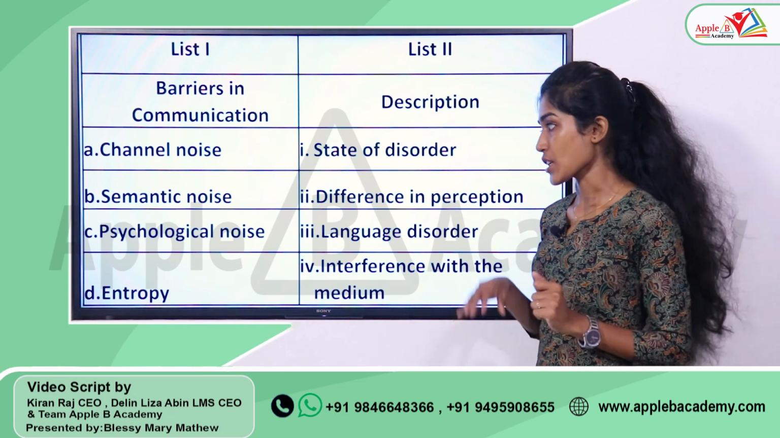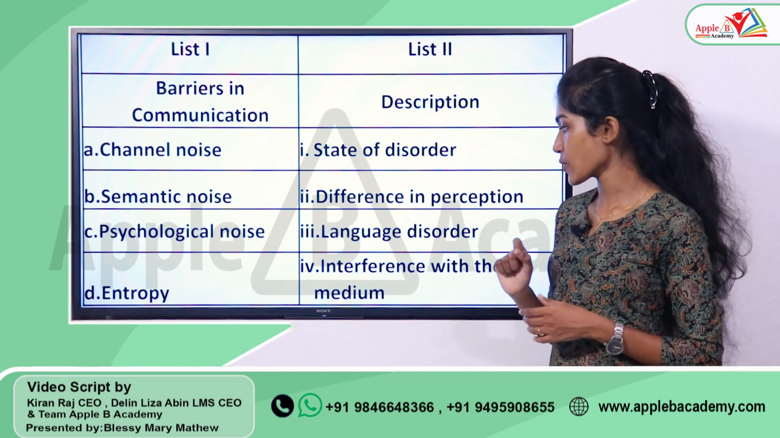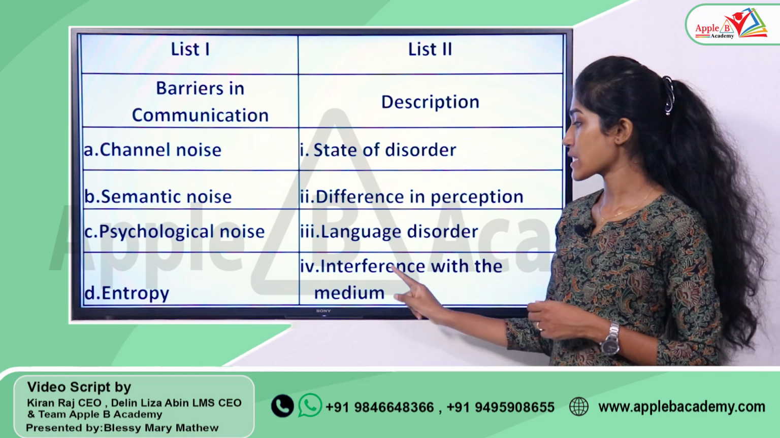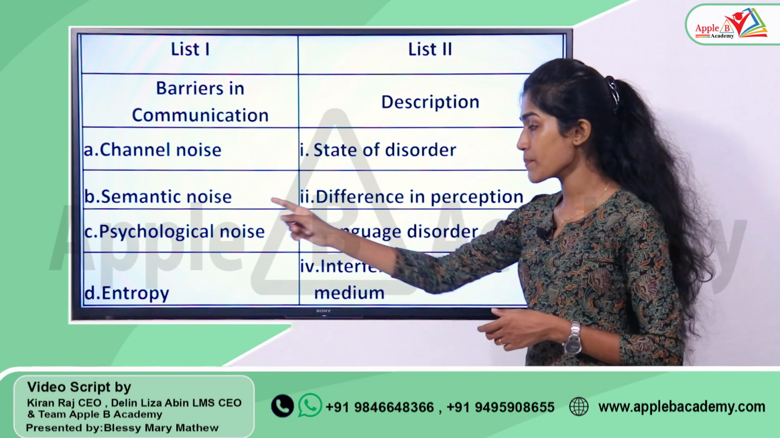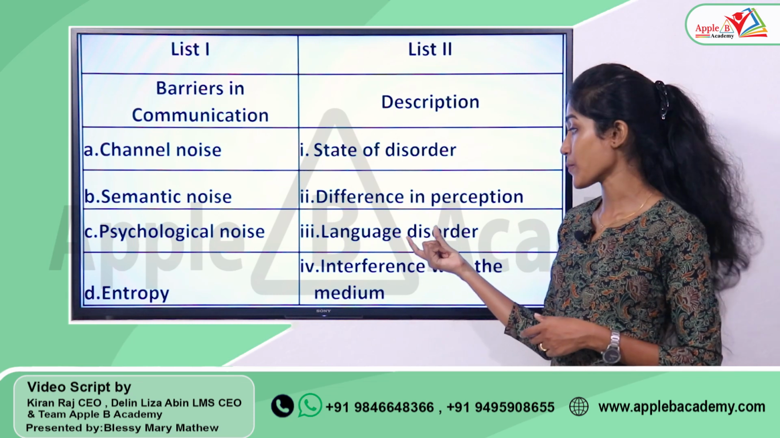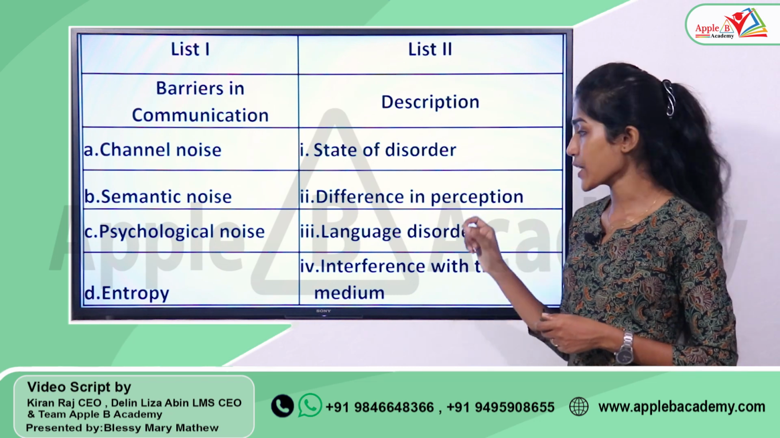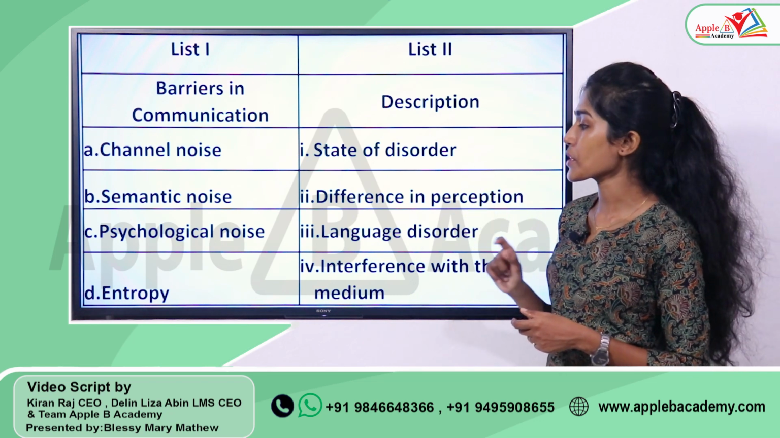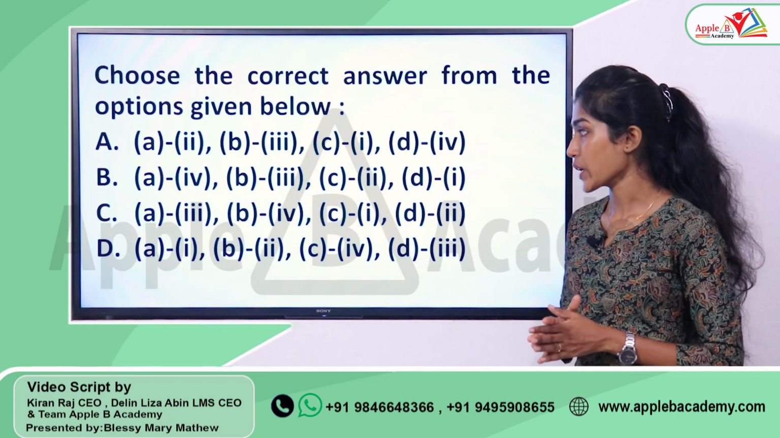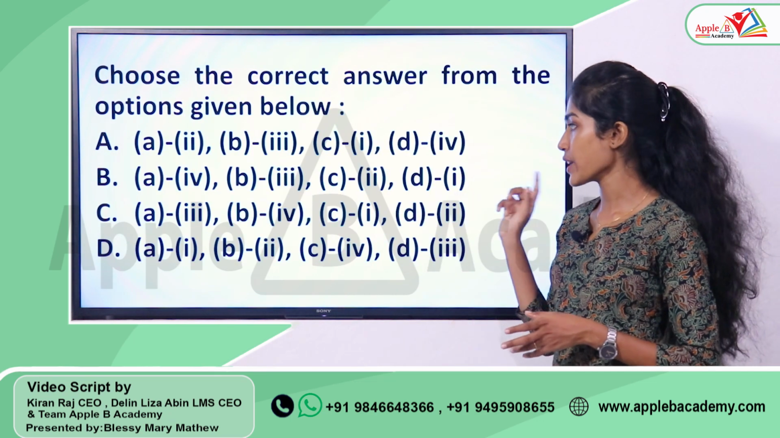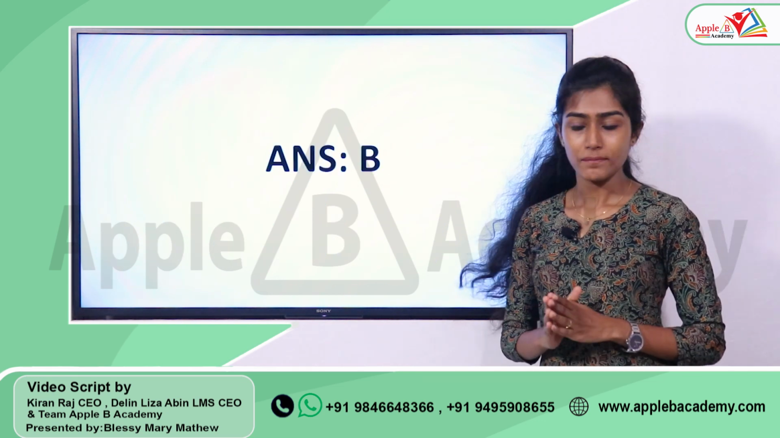So, in that respect, again coming to the various options, A can be associated with option 4, right? A, interference with the medium, can be called channel noise. Then we have option B, semantic noise, which can be associated with option 3, that is language disorder. Option C, psychological noise, can be associated with option 2, that is difference in perception. Entropy can be associated with state of disorder. In that sense, A4, B3, C2, D1 is option B. So, the right answer for this question is obviously option B.